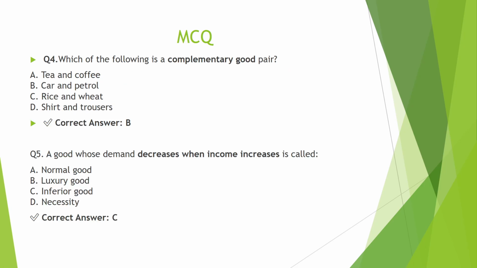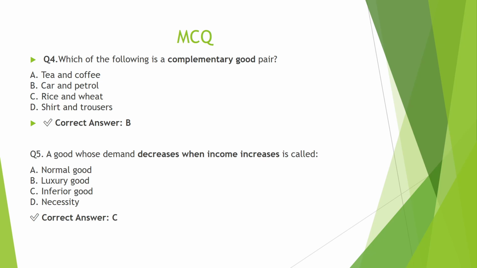Which of the following is a complementary good pair? You have to identify the complementary goods. Tea and coffee, no, they are substitutes. Car and petrol, yes, they are complementary goods. Rice and wheat, they are also substitute goods. And shirts and trousers, they may be used differently. So the answer is B.